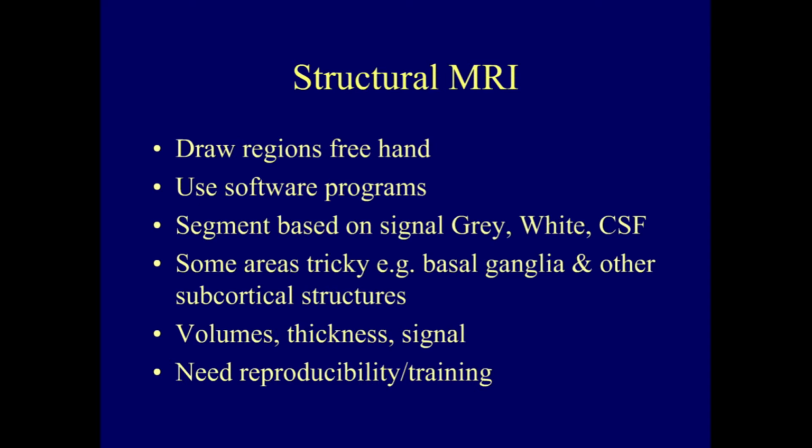Some areas are particularly tricky to measure, including the basal ganglia and other subcortical structures. When looking at volumes, one can also look at thickness of cortex, and one can also look at signal intensity. And again, especially when doing these kinds of studies, one needs reproducibility and training. So typically one has a training set, and then as you train serial people, you need to do agreement comparisons to make sure there's no bias introduced by different raters.